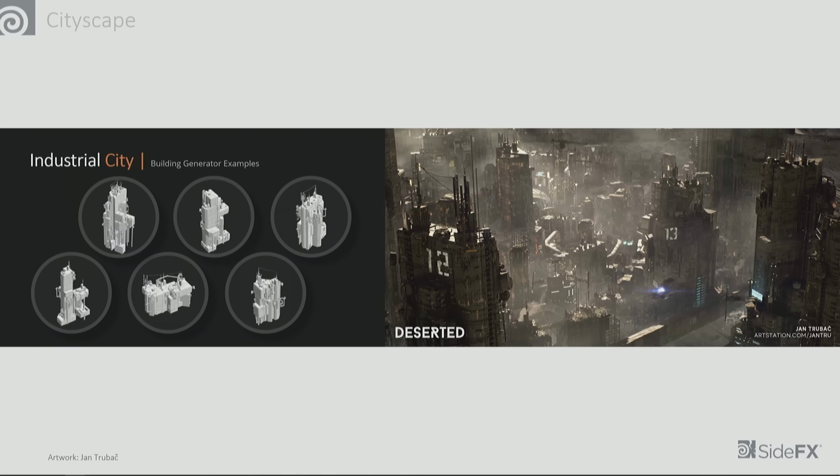And again, doing some smart kit bashing, you can build a building generator. So here's an example of a building generator that generated these 6 variations, and then they're scattered based on some rules across the circuit board, and that's the city that you see in the little short.